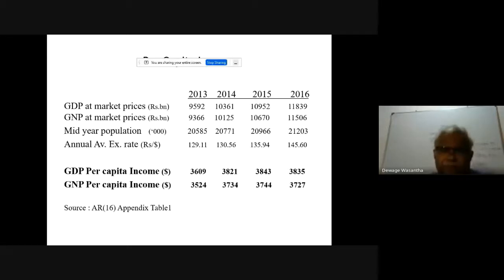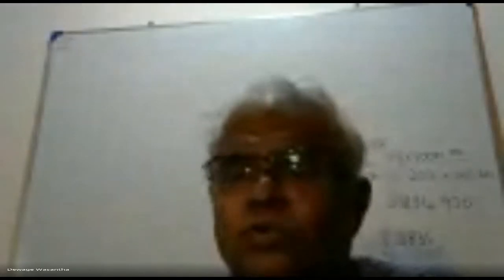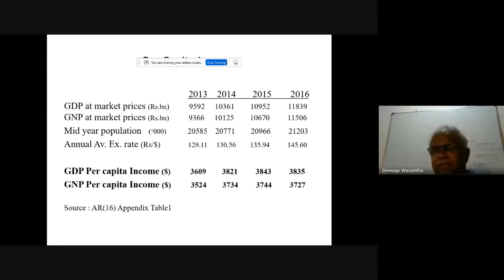Then the GNP also, 2016, take 11506, put 3 zeros. 11506 is coming from the Central Bank annual report. Put 3 zeros, make it millions, divided by mid-year population, 21,203 in thousands now. Then 21.203 millions. Then again divided by $145.60.